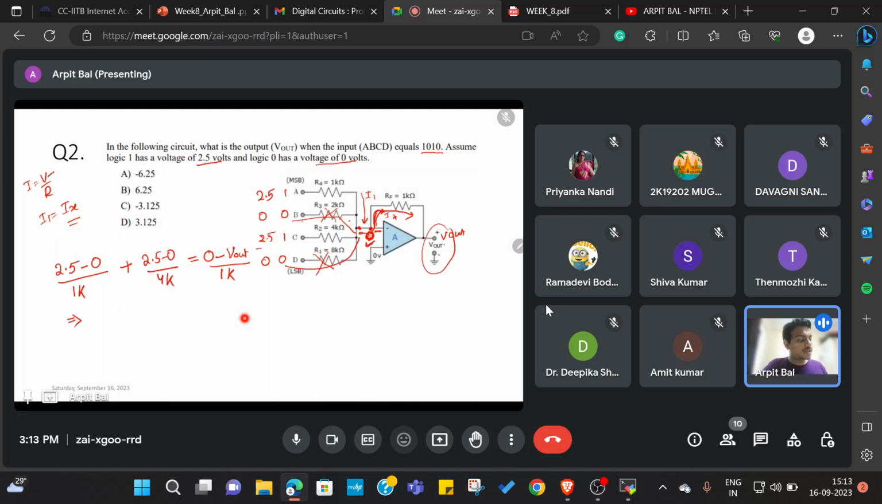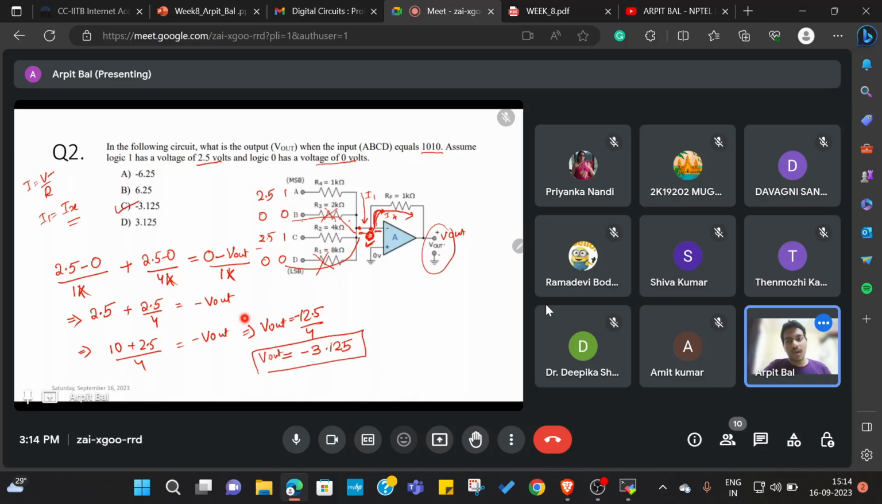Let us simplify this equation. The k is common, so I'll cancel k everywhere. So 2.5 plus 2.5 by 4 is equal to minus V out. We have 2.5 into 4, which is 10, plus 2.5 by 4, is equal to minus V out, so V out is equal to minus 12.5 by 4, which is minus 3.125. So this is our answer. Is everyone clear with this method?